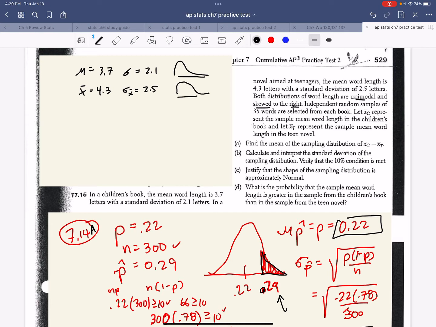Independent random samples of 35 words are selected from each book. I see. So these are actually, I'm going to correct this. This is sample 1, sample 2. I see what they're doing here, right? We knew this was coming. We knew we were getting into this 2-sample business. Let XC represent the sample mean from the children's books, XT. So they want to call these C, children's books, T.